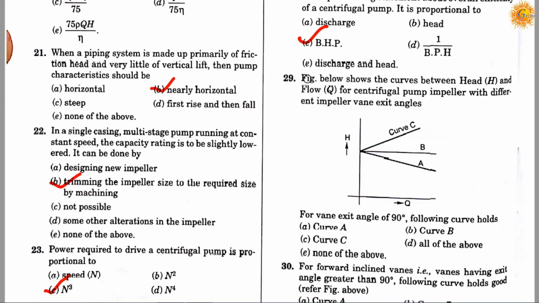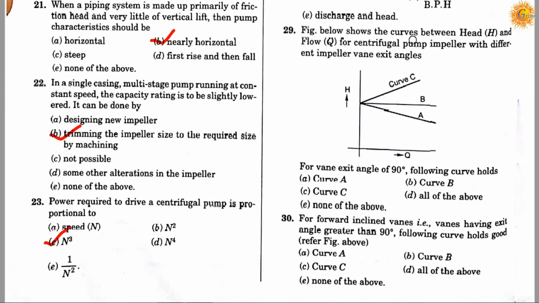Question number 29. Figure below shows the curves between head H and the flow capital Q for the centrifugal pump impeller with different impeller vane exit angles. You can see the graph between H and Q, and there are A, B, C, 3 curves for a vane. For a vane exit angle of 90 degrees, the following curve will hold. Option A curve A, option B curve B, option C curve C, option D is all of the above, and option E is none of the above. Correct answer is B. It will be curve B. It means this curve will hold.